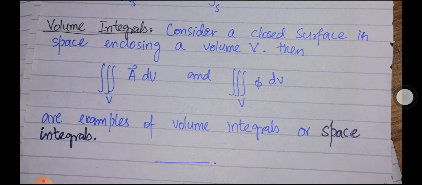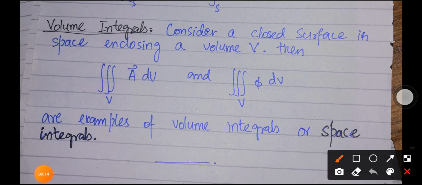Previously we have discussed the line integrals and surface integrals, and now we are going to talk about the volume integrals. For volume integrals we have the three integrals, or triple integrals. Consider a closed surface in space enclosing volume V. Then over the volume V, we can integrate any vector or scalar function. These are examples of the volume integrals, or the space integrals.